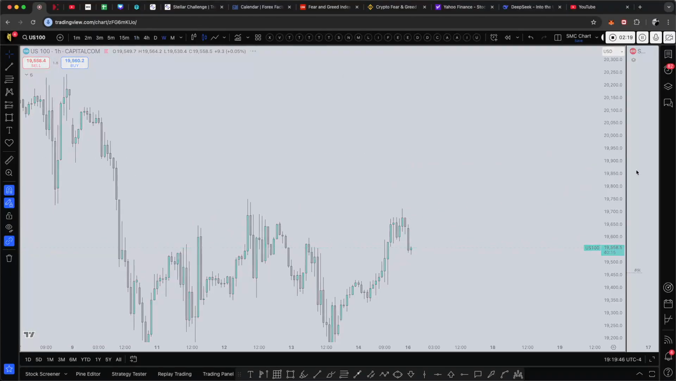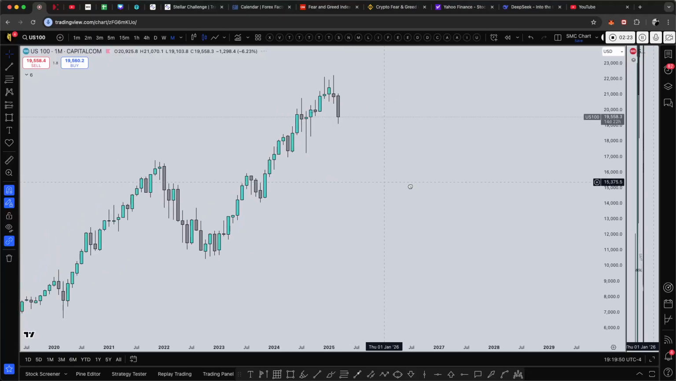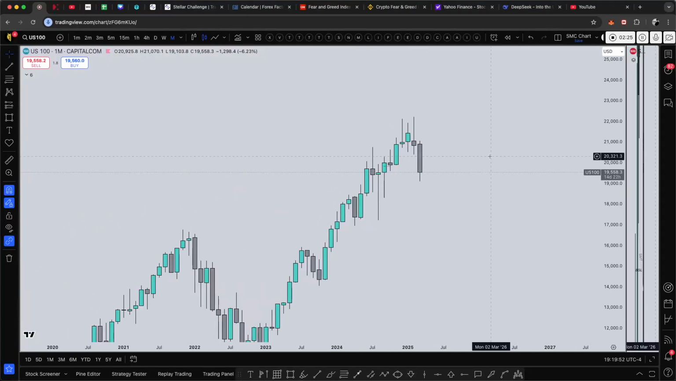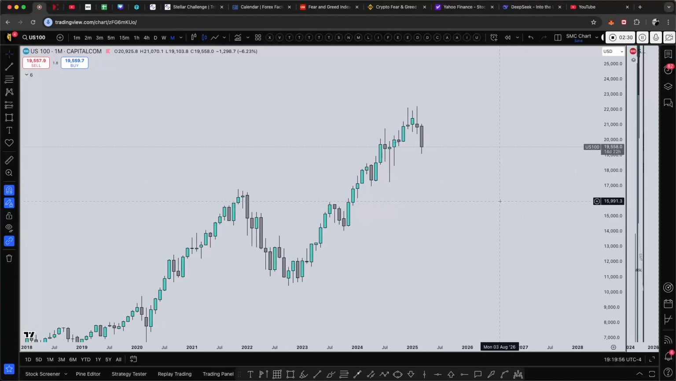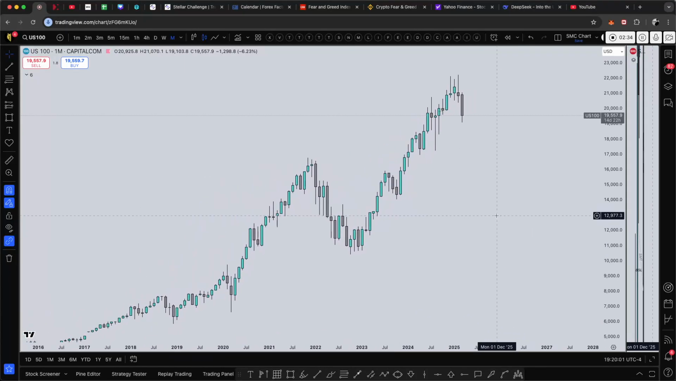Let me go ahead and start from the weekly, because on the monthly, of course, this month is still running, 14 days left, and this is one hell of a bearish candle, right? I explained this. If you look here, look at the history of this push on Nasdaq. This right here was coronavirus.